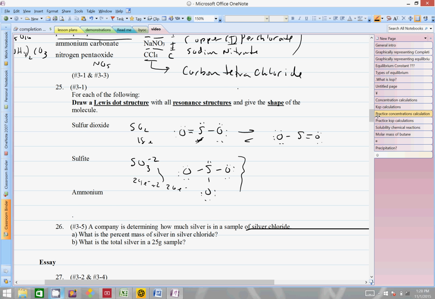Either way, ammonium, NH4 plus. Just looks like this. Make sure you include a positive 1 charge. Bracket, positive 1 charge. This would be a -2 charge.